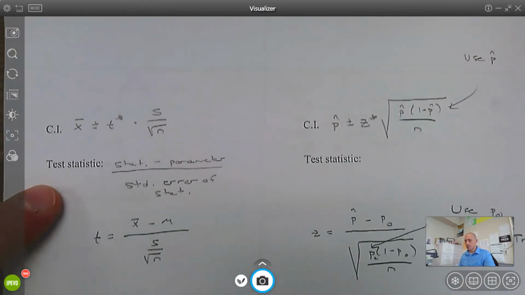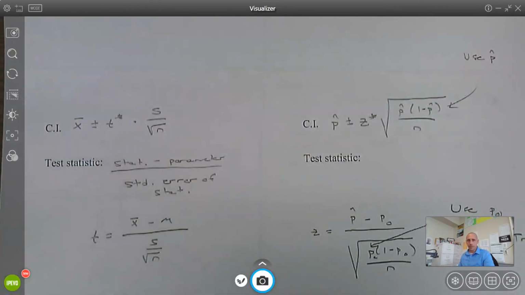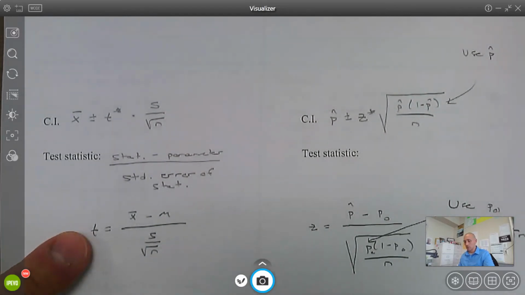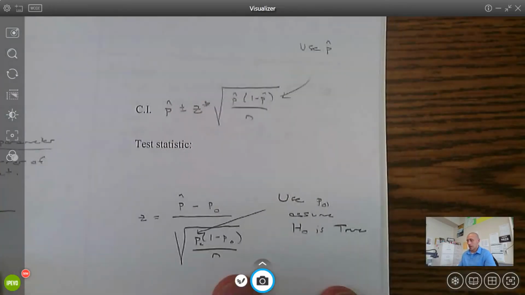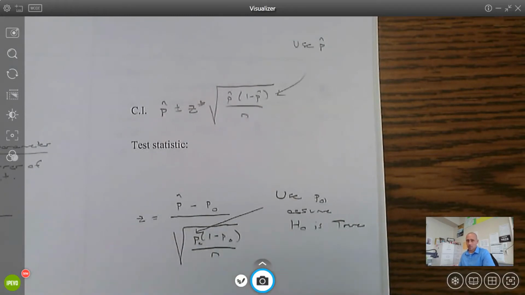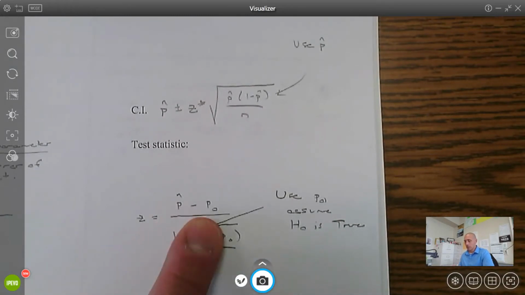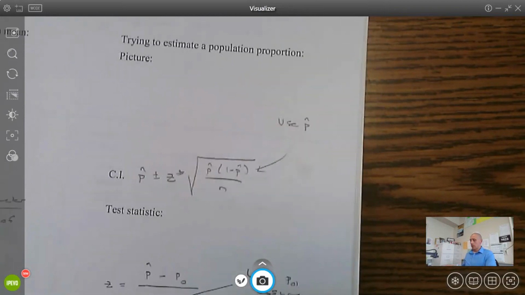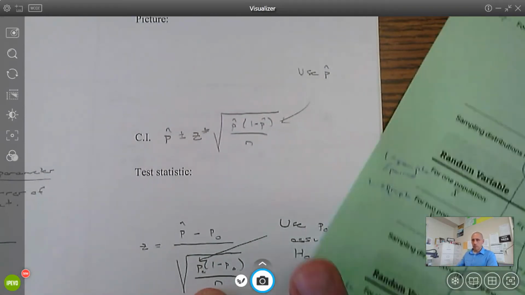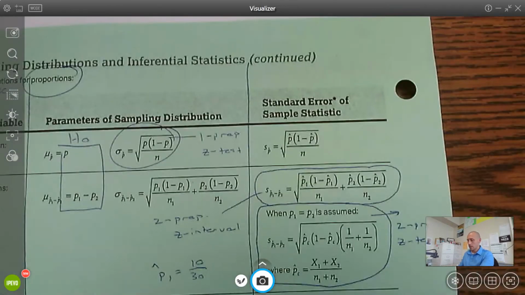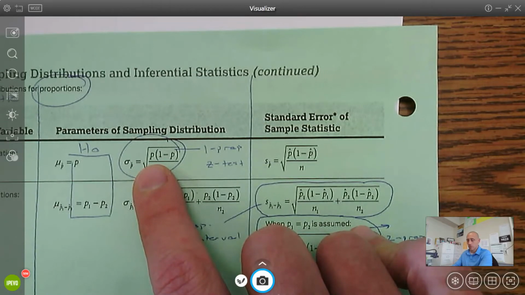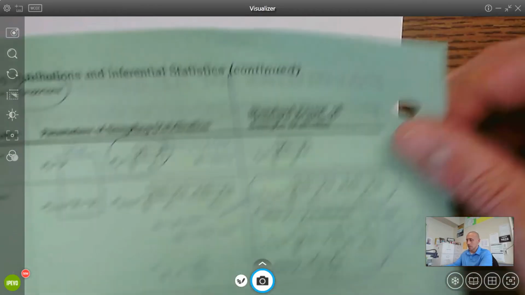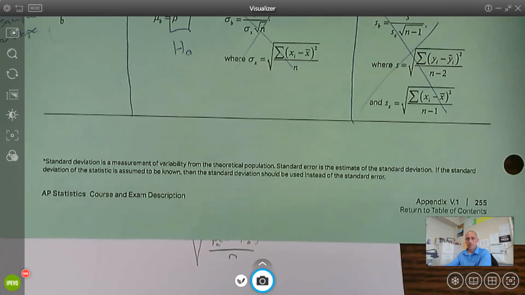For a test statistic, it's statistic minus parameter divided by the standard deviation. So it's just going to be the sample mean minus what you've claimed in your null divided by the standard error. Same idea for the test for proportions. This is a little different though. It's going to be the sample proportion minus the null value. Now here we're not going to use the standard error that we did in the confidence interval. Why? Because we have an assumed value for the true proportion, so we use that instead. And that's what this little asterisk means at the bottom of this page if you've read that.